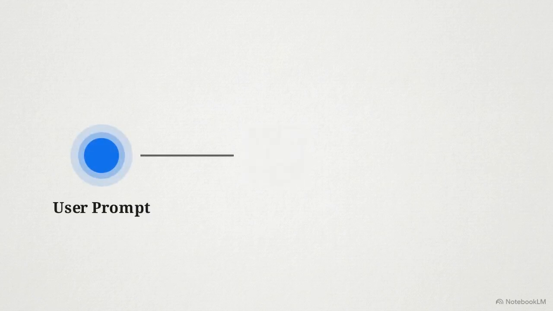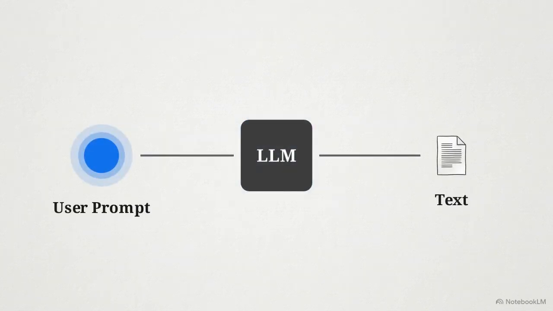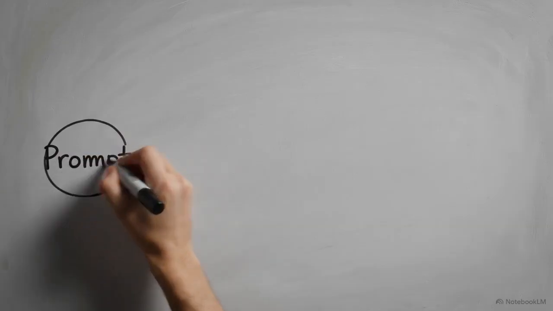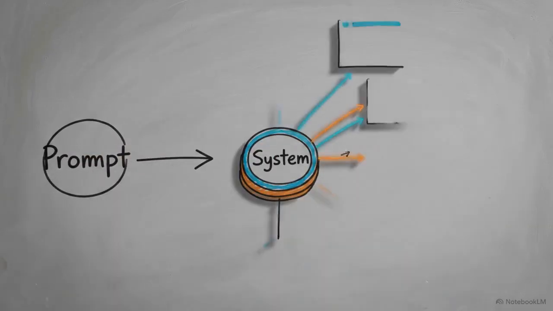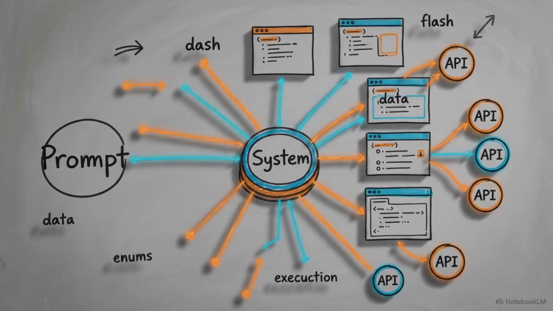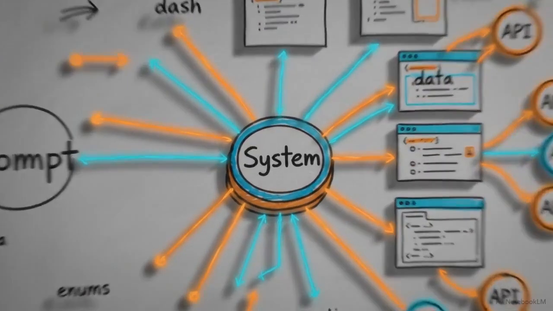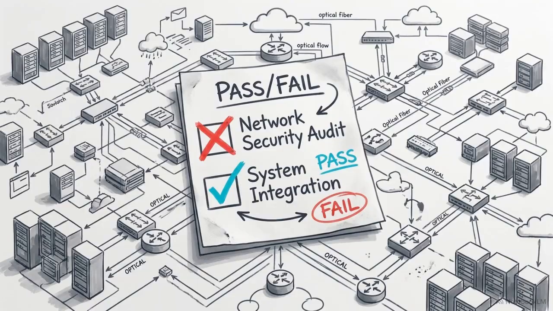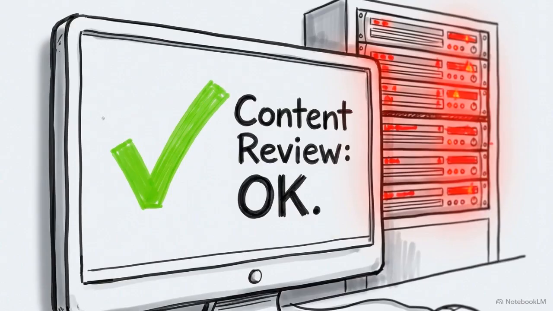A standard conversational AI takes a prompt and generates text. An autonomous agent takes that same prompt, builds a plan, uses tools, and executes real-world actions over multiple steps. Many enterprise teams test these new agents using the exact same frameworks they used for simple chatbots. They check for toxic language or factual hallucinations and assume the system is secure.